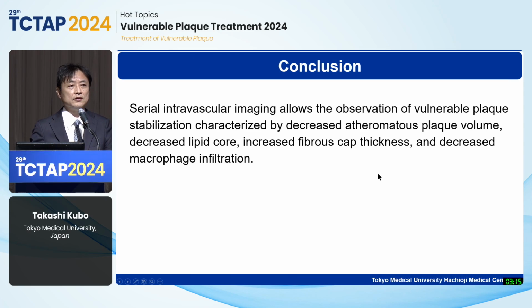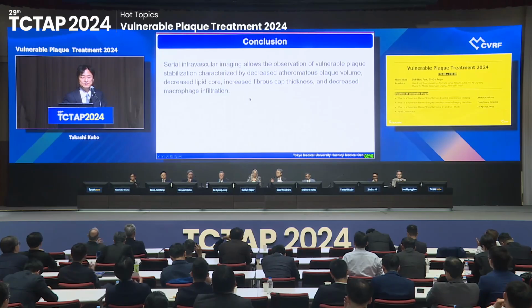So, conclusion. Based on the imaging studies, OMT is very, very effective to stabilize the plaque. And serial intravascular imaging allows us the observation of vulnerable plaque stabilization characterized by decreased plaque volume, decreased lipid core, increased fibrous cap thickness, and decreased macrophage infiltration. Thank you for your attention.